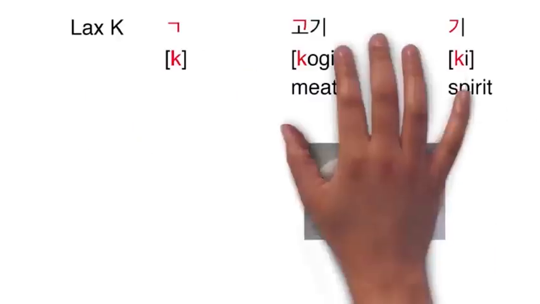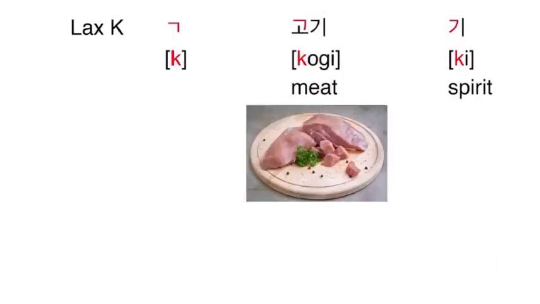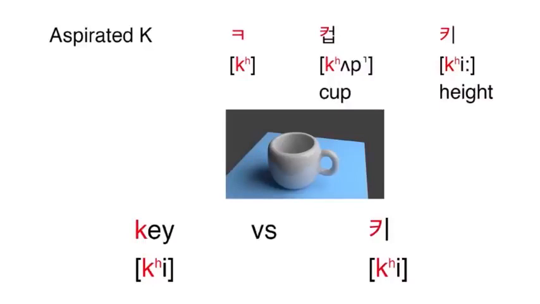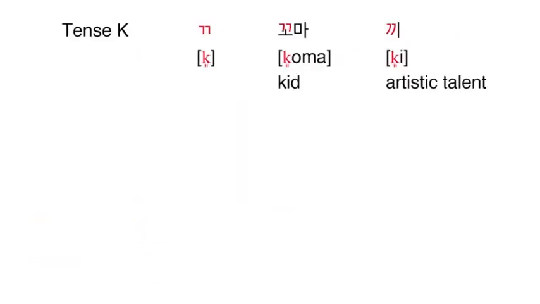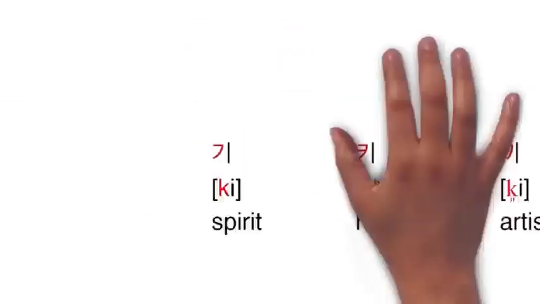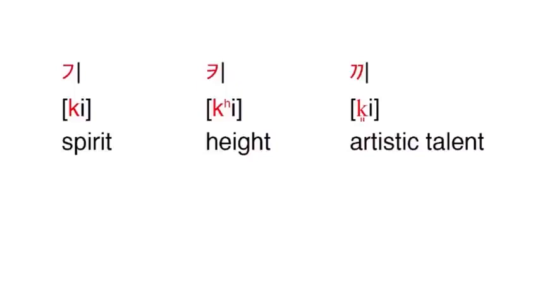Our second to last set of sounds are the K sounds of Korean. First, we have lax K. 그 as in 고기, 기. If you're comparing to English, you can use 기 and 키. Our next K sound is the aspirated 크 as in cup, 키. If we're comparing to English, English has 키 and Korean 키. Then comes tense K. 끄 as in 꼬마, 끼. If you're comparing this consonant to the English K sound, you can use 끼 and 키. And if we're comparing all three Korean Ks to each other, there's 기, 키, 끼.